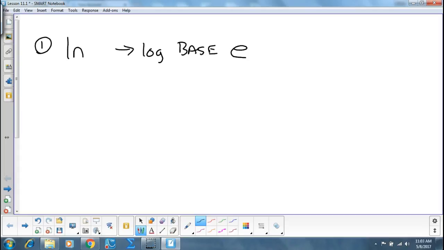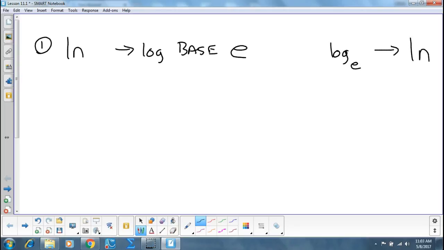Okay? So instead of writing log base e, we write natural log. Likewise, if it's a natural log problem and you're switching it back to exponential form, your base is e. Okay? That's the first one. That's the one we talked about last week.